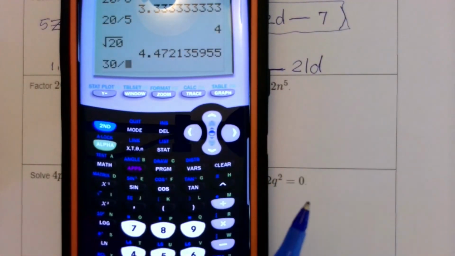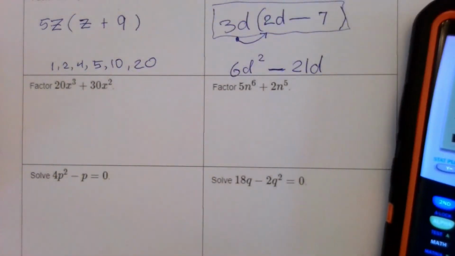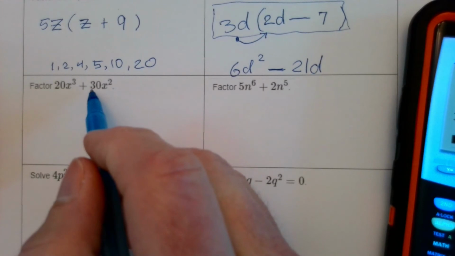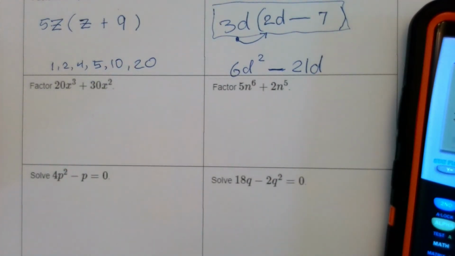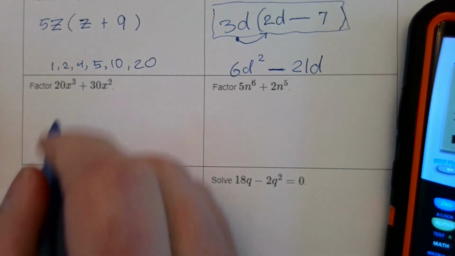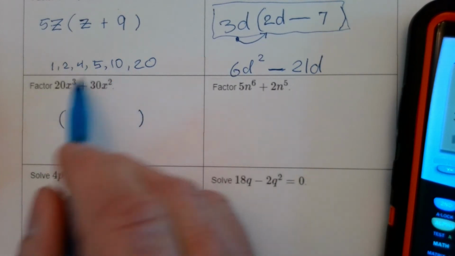30 divided by 20 is 1.5, so that's not helpful. But I think you can probably see, even without a calculator, that 30 does divide by 10. It goes 3 times. So 30 divided by 10 is 3, and that's going to get us started. 10's the greatest common factor of 20 and 30.